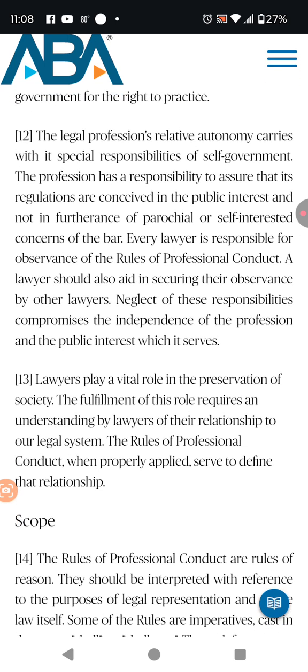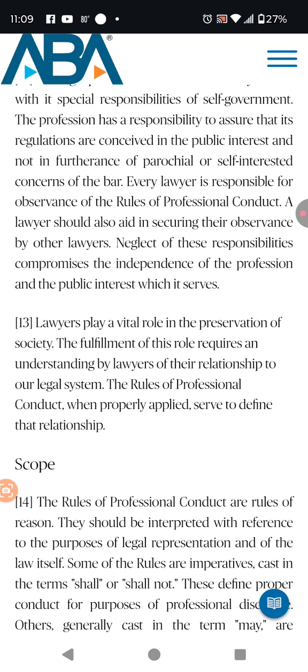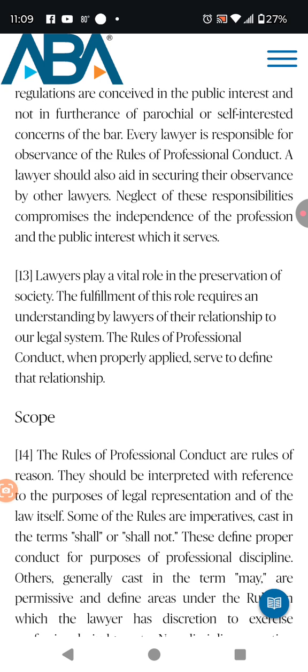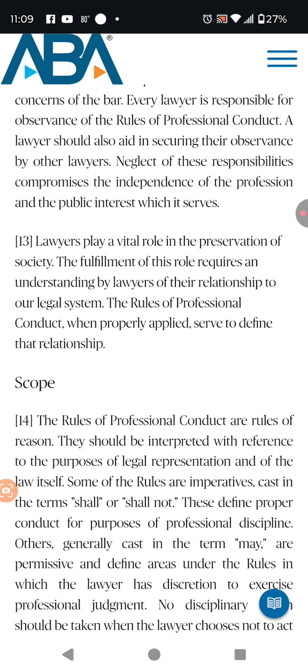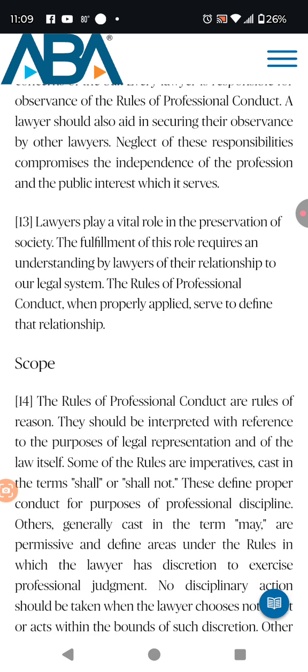The legal profession's relative autonomy carries with it special responsibilities of self-government. The profession has the responsibility to ensure that its regulations are conceived in the public interest, not in furtherance of parochial or self-interest concerns of the bar. Every lawyer is responsible for observance of the rules of professional conduct. A lawyer should aid in securing their observance by other lawyers. Neglect of these responsibilities compromises the independence of the profession and the public interest which it serves.